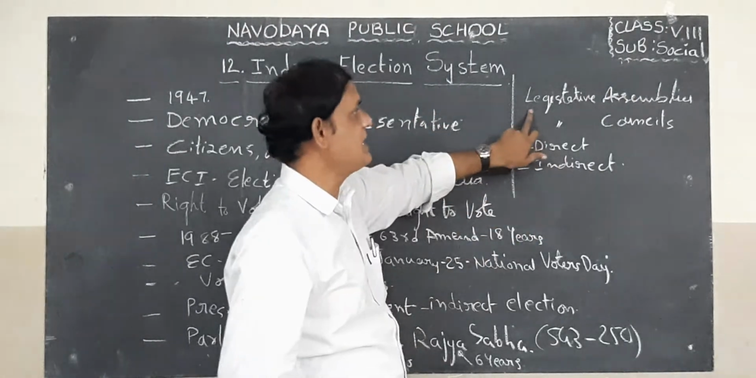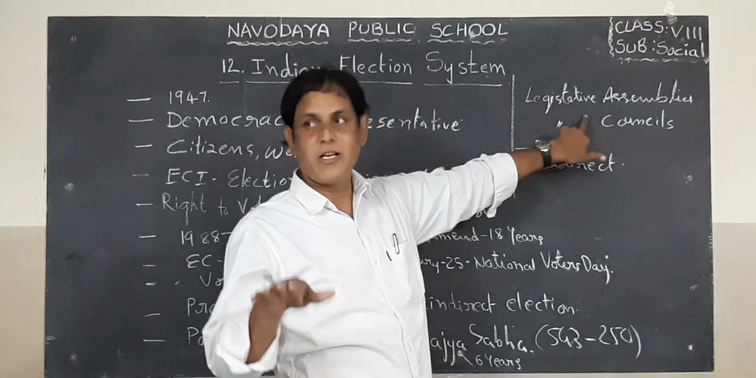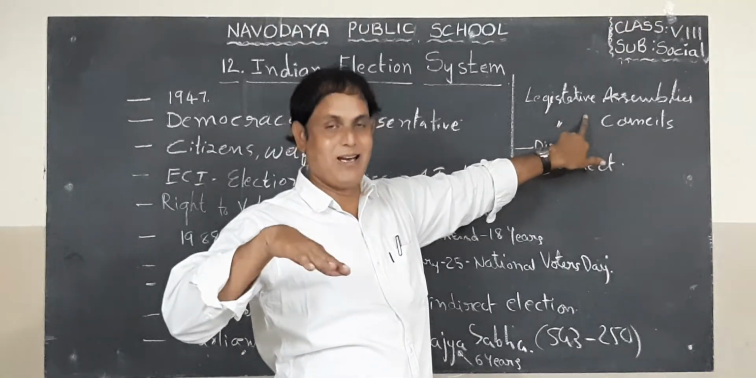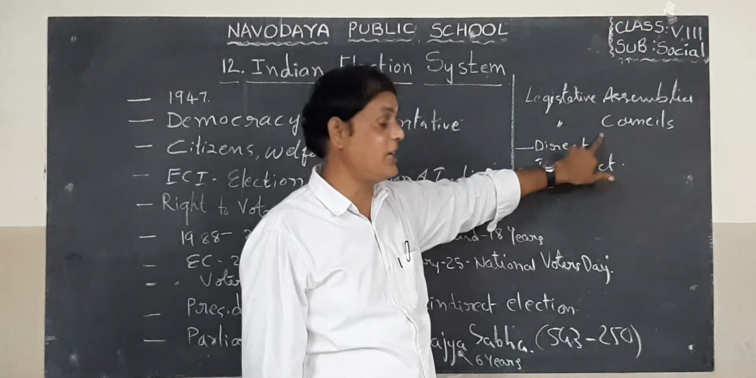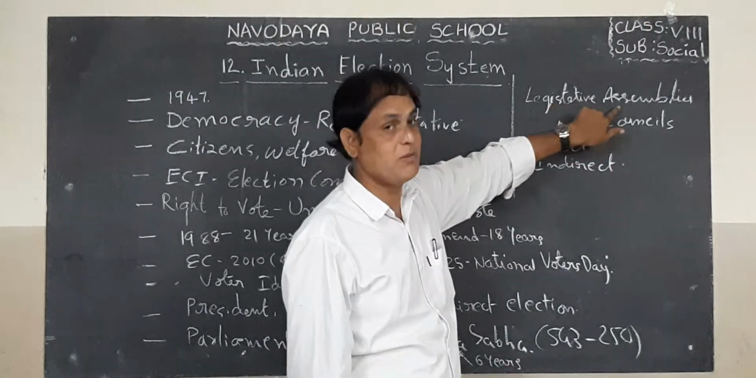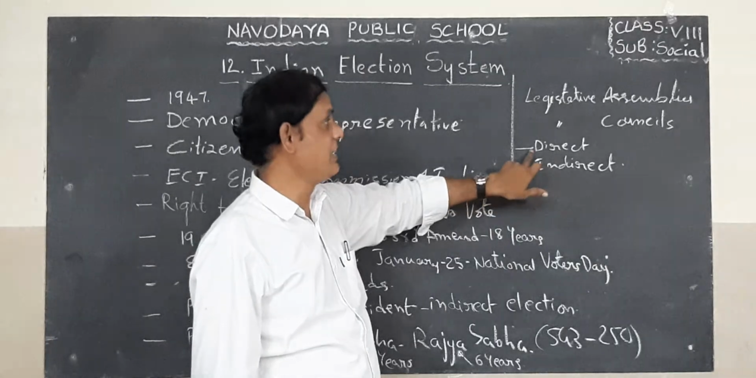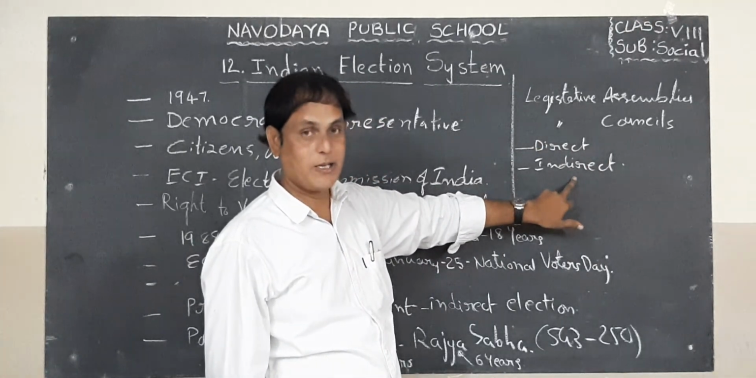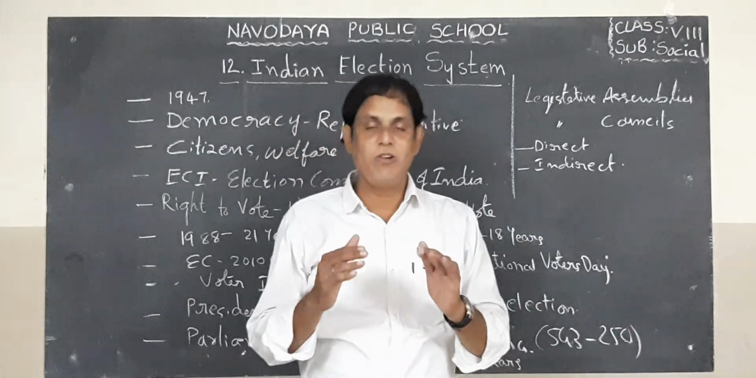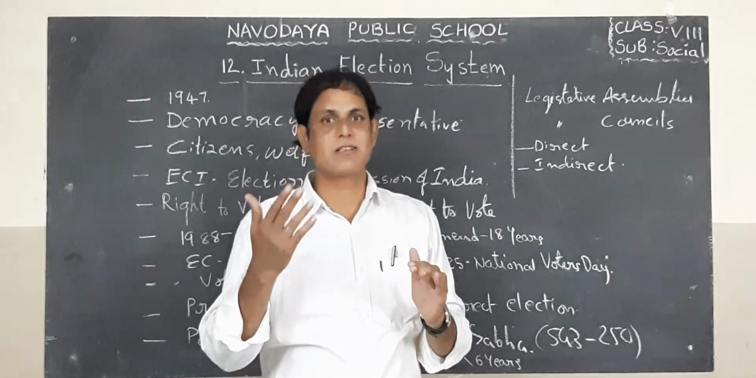Now listen, legislative assemblies are at state level. That means Shasana Sabha. Legislative councils are also there. The legislative assembly members are elected directly, legislative council members are elected indirectly. Okay, children, I will explain the remaining lesson in the next class. Thank you.